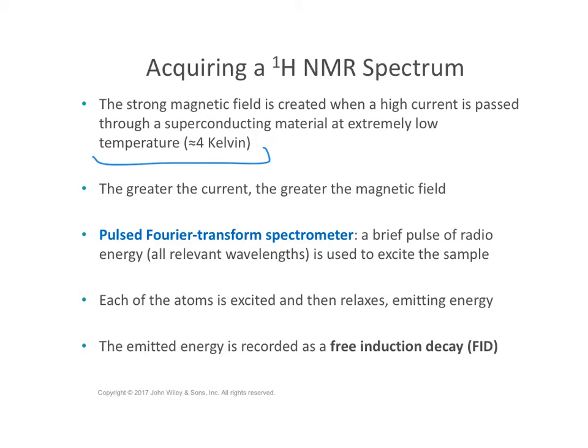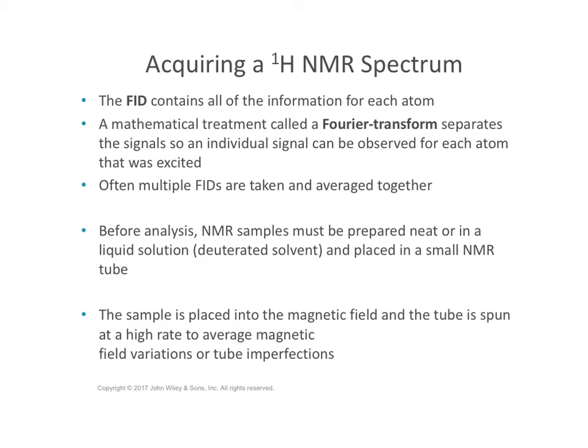Each of the atoms is excited and then it relaxes, and when it relaxes, energy is released. And then that energy that's released is recorded as a free induction decay. This FID then undergoes a mathematical treatment called Fourier transform, which separates the signal so we can see the individual signals for each atom.